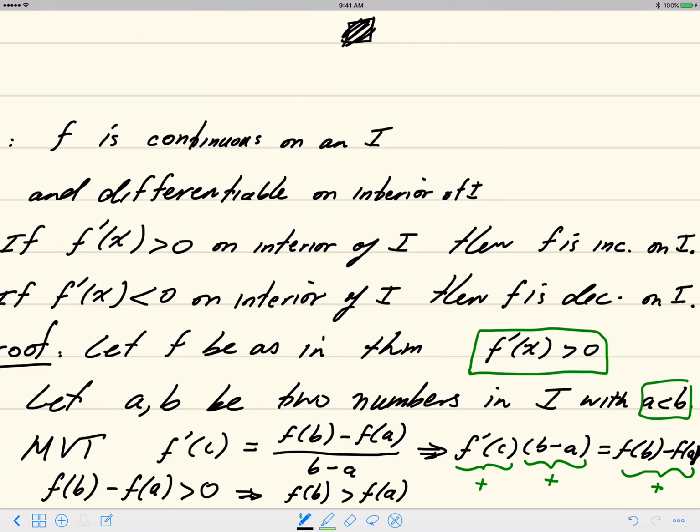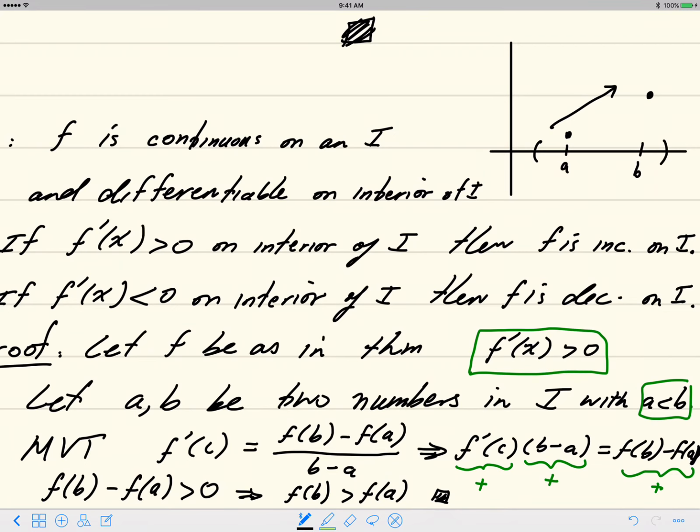All right? So up here, let's summarize what's going on. Here's the interval, and in the interval I picked two numbers, a and b, and I proved that f of b is higher than f of a. And this is true for any two numbers in the interval, which means that the function is increasing. That completes the proof. The part about decreasing is very similar.